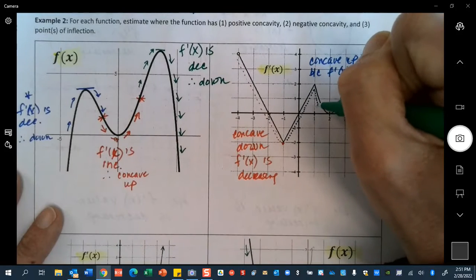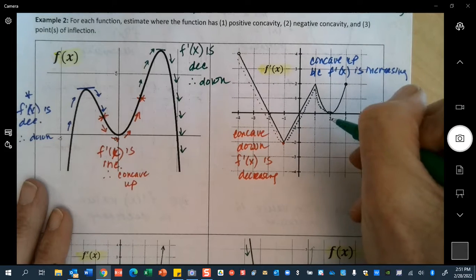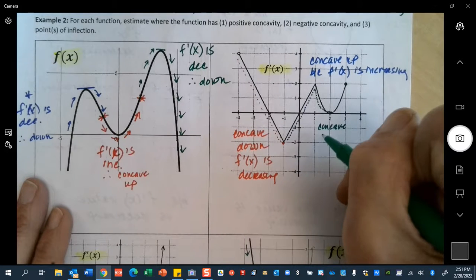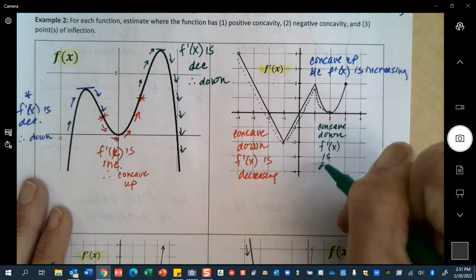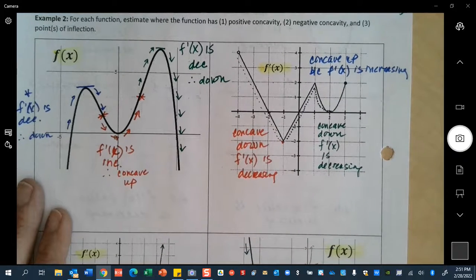What's happening here? It's decreasing, so it's a positive slope at a decreasing rate. A positive slope at a decreasing rate was one of these. So this one is going to be concave down because f of x is decreasing. It's getting smaller. What's happening here?